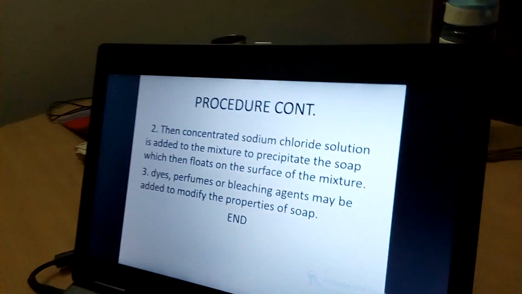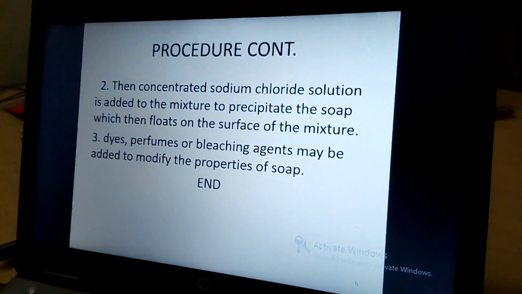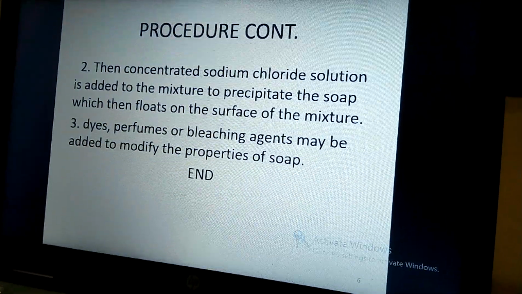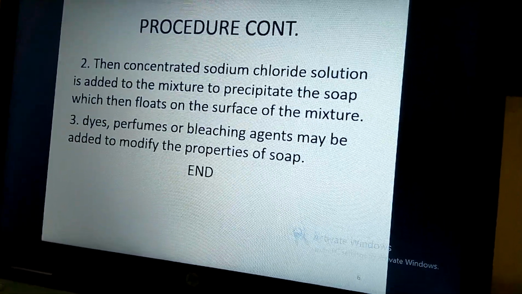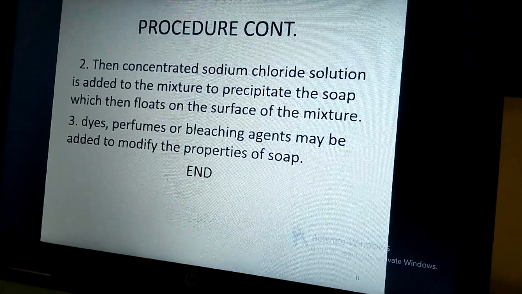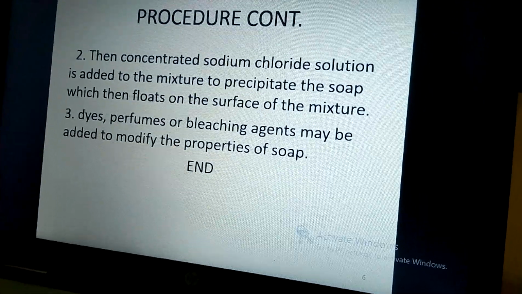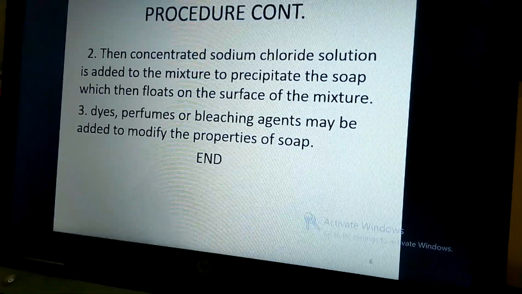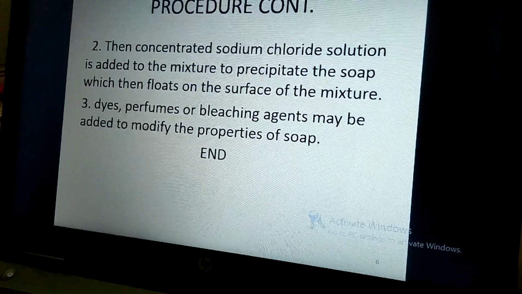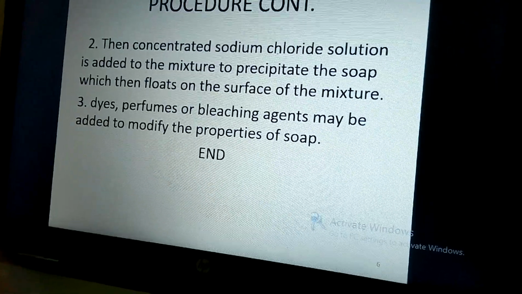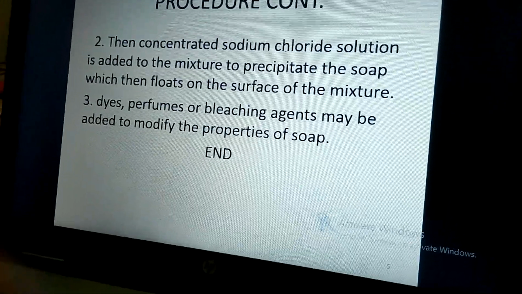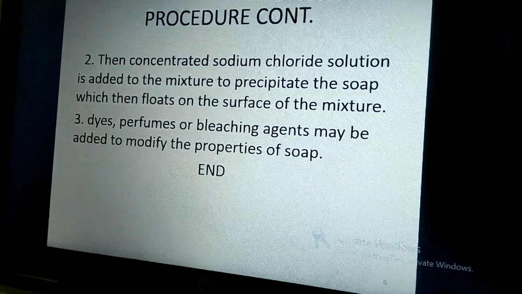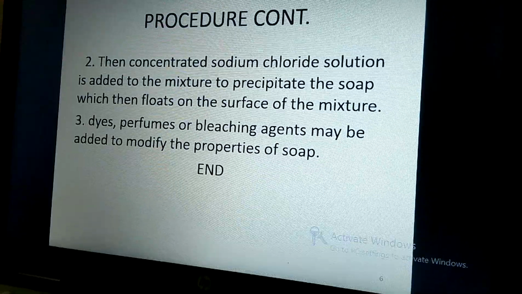Procedure number 2, the concentrated sodium chloride solution is added to the mixture to precipitate the soap, which then floats on the surface of the mixture. So when you add sodium chloride solution to a mixture having dissolved soap, precipitation will take place because of a concept we call common ion effect. There will be a high concentration of sodium ions which will precipitate out the soap.